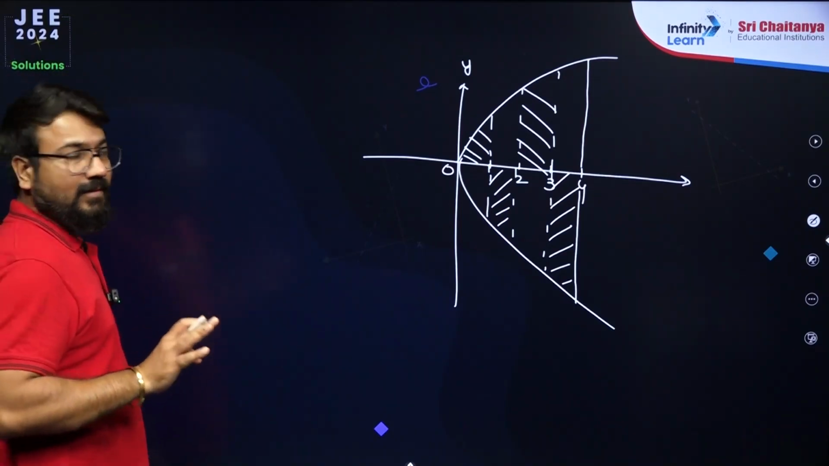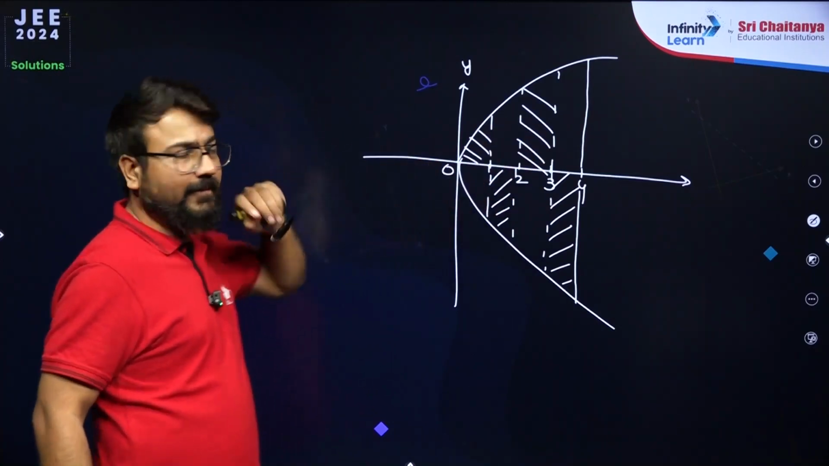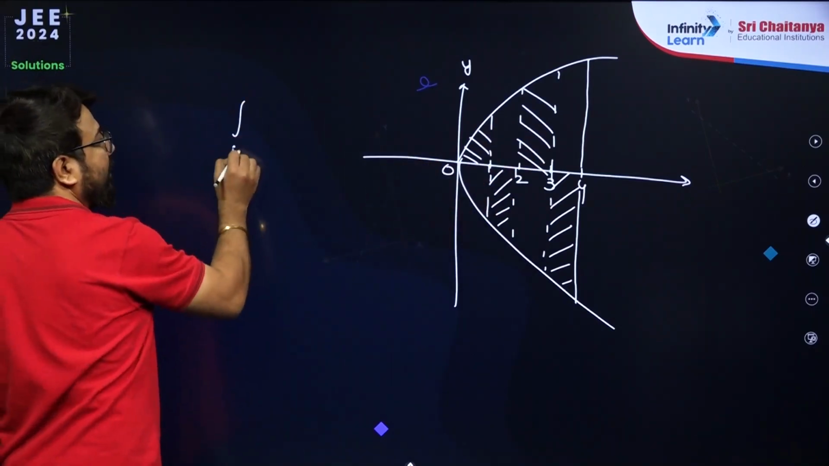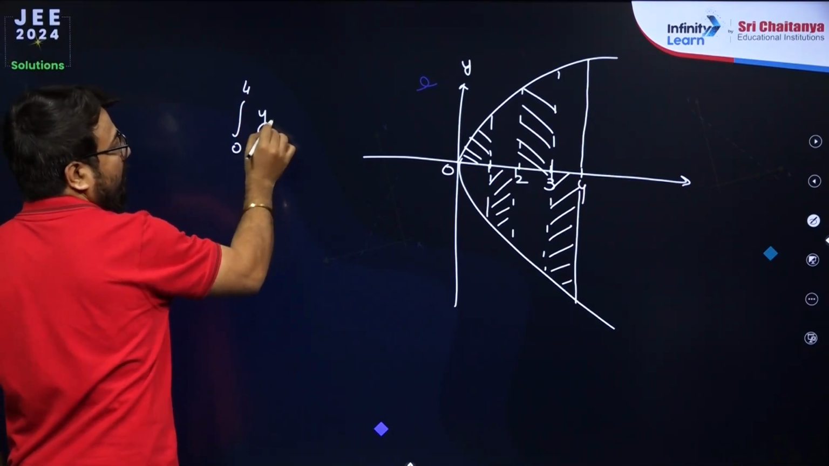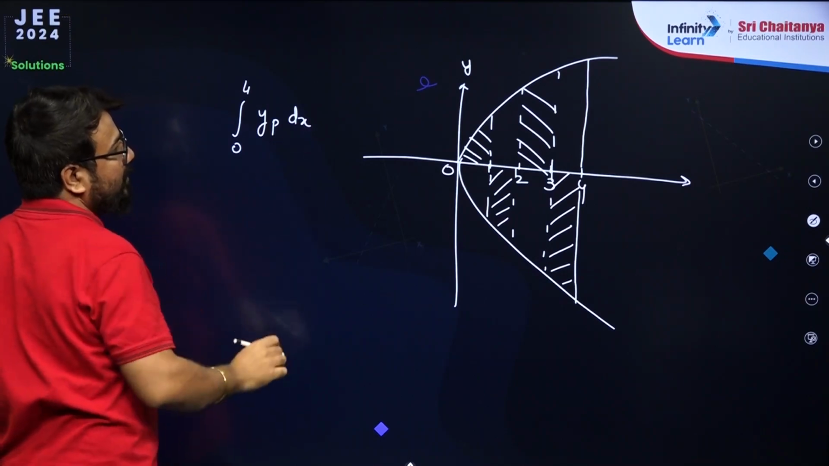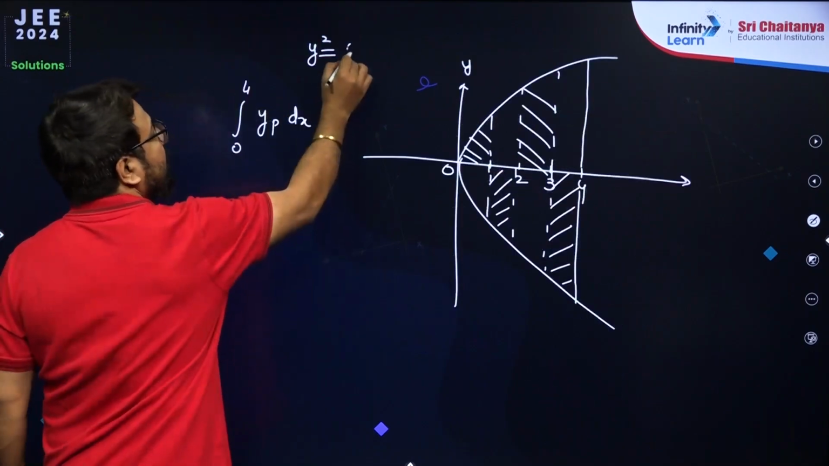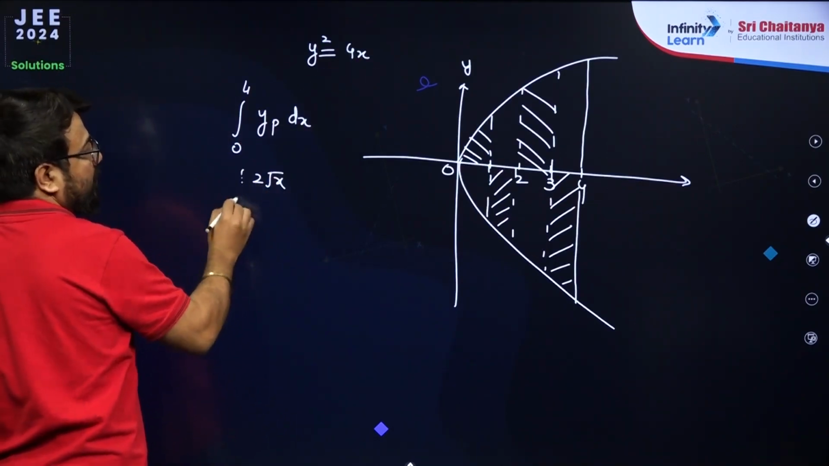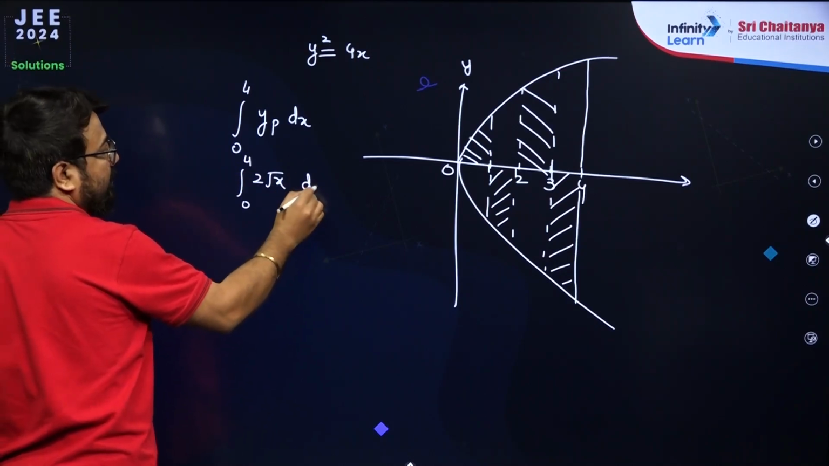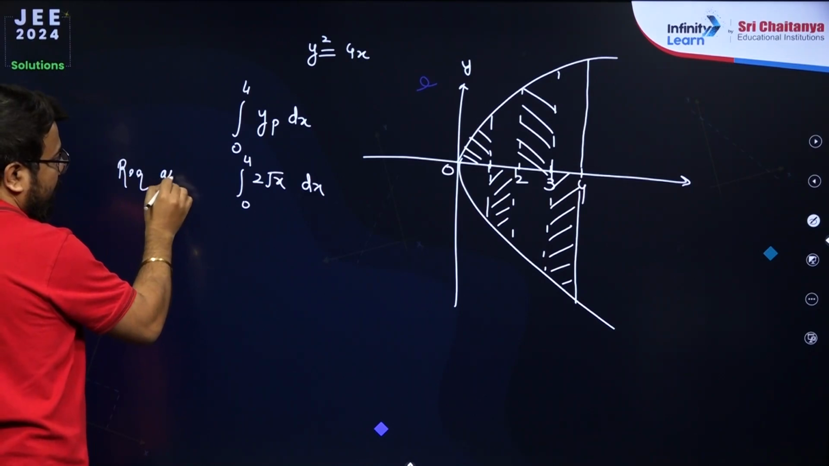How to get the answer? If I take these lower shaded areas above, it will be symmetrical. So that means I want to integrate this parabola from 0 to 4 with respect to x. And what is the equation of this parabola? Y square equals 4x. So it will be 2 root x, 0 to 4, dx. So this is the required area, my dear students.